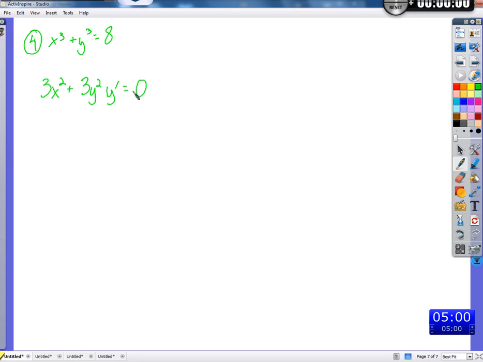Okay, now we're taking the derivative, we've got y prime in there, we may have several y primes in there in future problems, we just solve for y prime. Get y prime by itself. So 3y squared y prime equals negative 3x squared, and y prime equals negative 3x squared over 3y squared, and that's negative x squared over y squared.